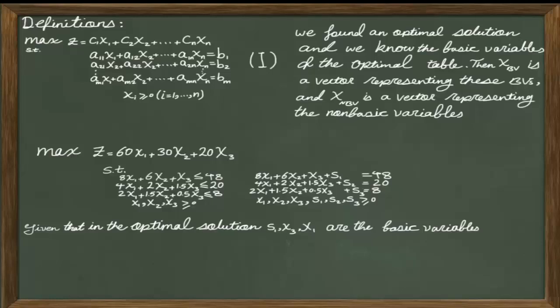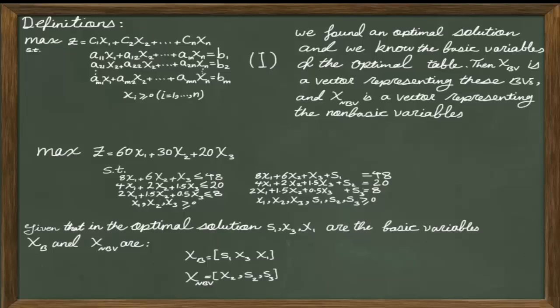Given that in the optimal table, S1, X3, and X1 are the basic variables, the vector XBV, or the vector of basic variables, is easy to form because we know that these are the three decision variables that are basic. But XNBV is the vector that represents all the decision variables of the problem which are not in the vector of the basic variables. Out of the 6 decision variables, which are X1, X2, X3, and S1, S2, S3, since we don't see S2, S3, and X2 in the set of basic decision variables, we put them in the XNBV.